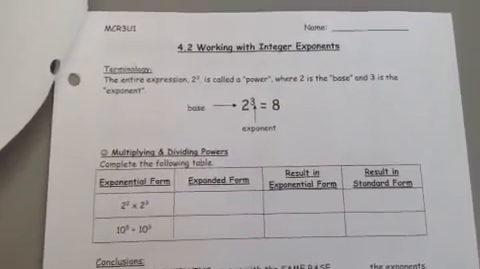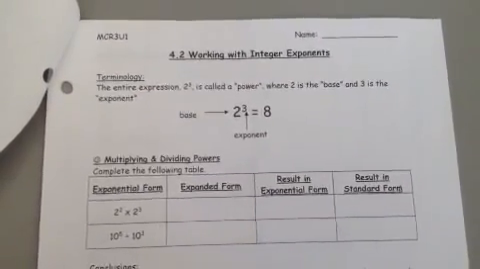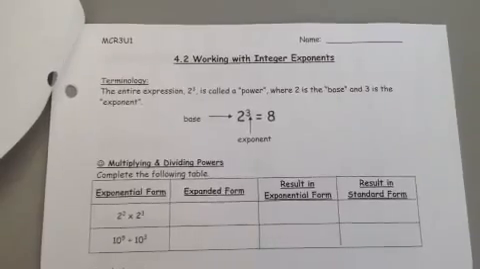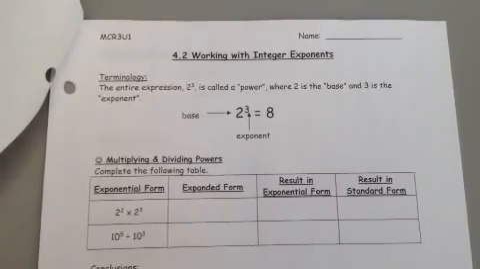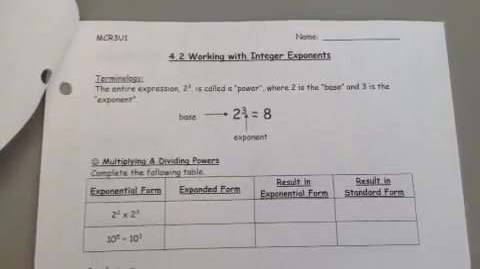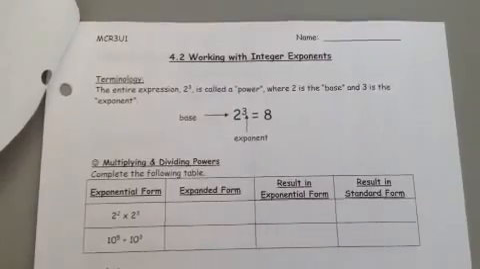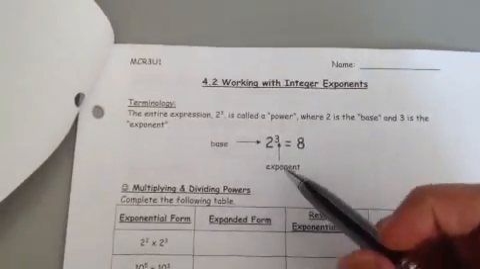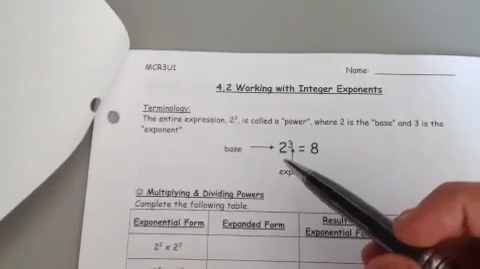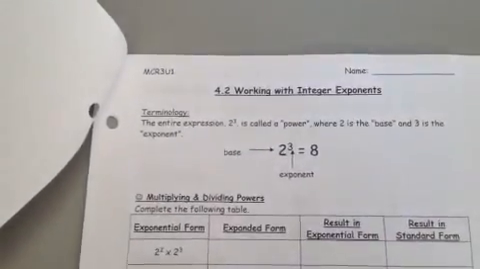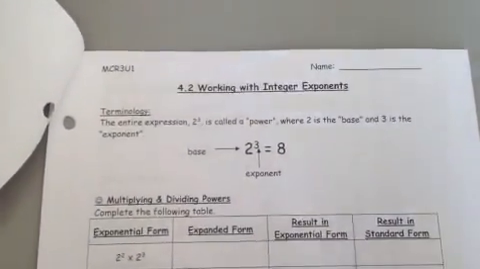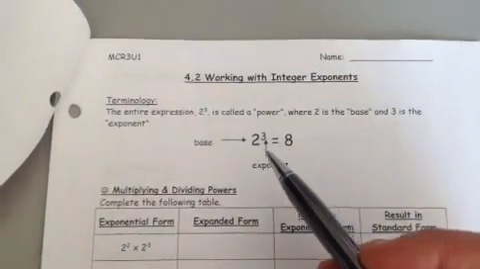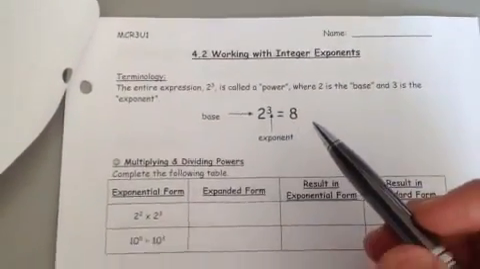Okay, let's take a look at 4.2, working with integer exponents. It's good that you know the terminology first. The entire expression 2 to the power of 3 is called a power, where 2 is the base and 3 is the exponent. 2 to the power of 3 just means 2 times itself 3 times. So 2 times 2 times 2, that equals 8.